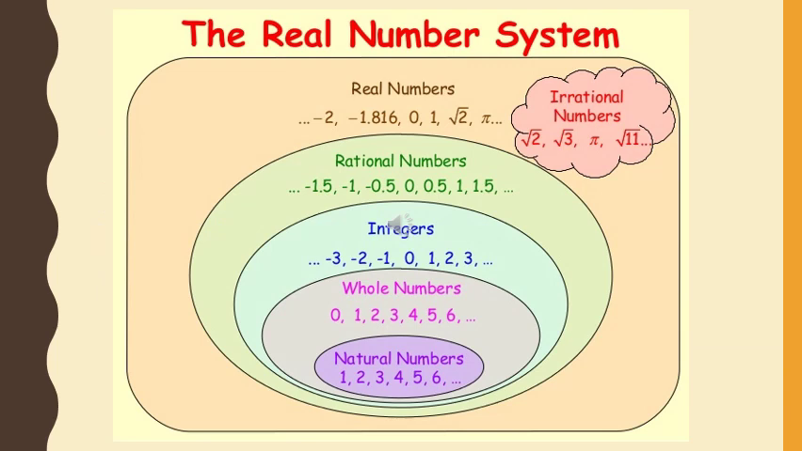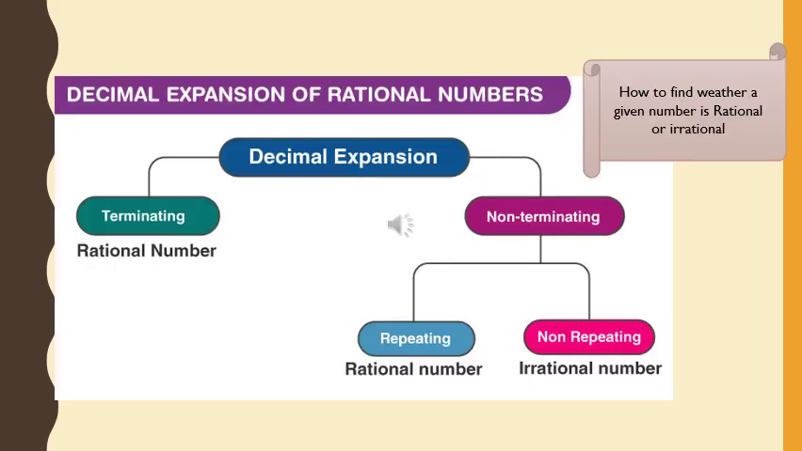Representing the real numbers system: natural numbers, whole numbers, integers, rational numbers, and then we have the real numbers, combining rational numbers and irrational numbers. Now let us identify whether a given number is rational or irrational with the help of decimal expansion.